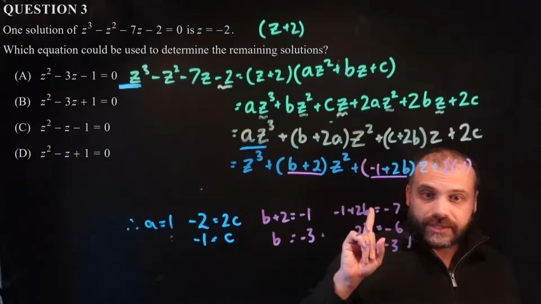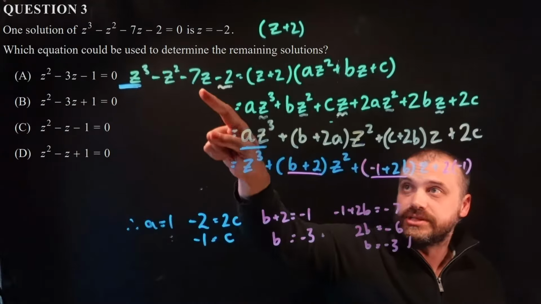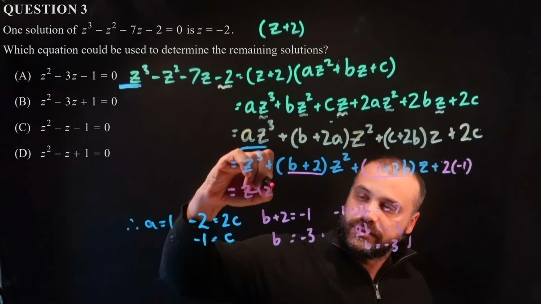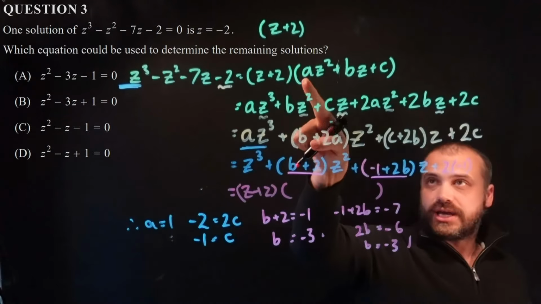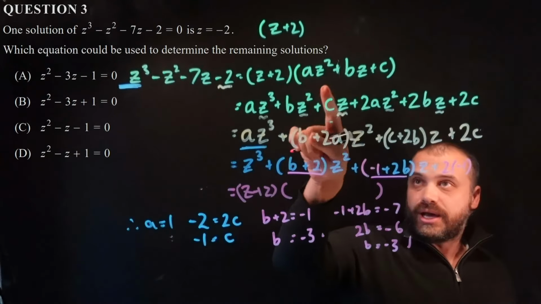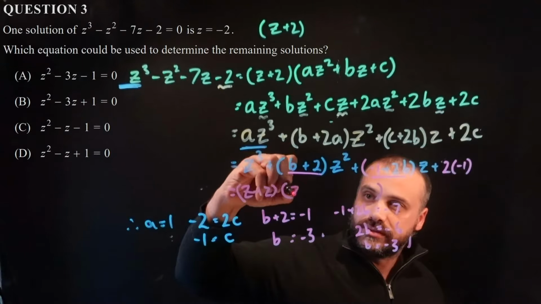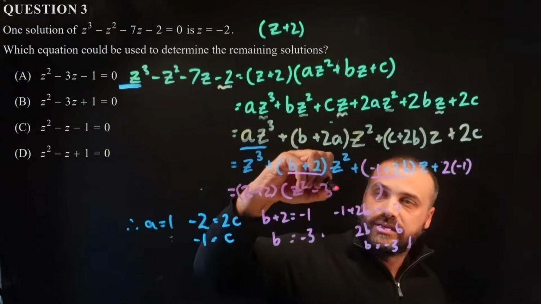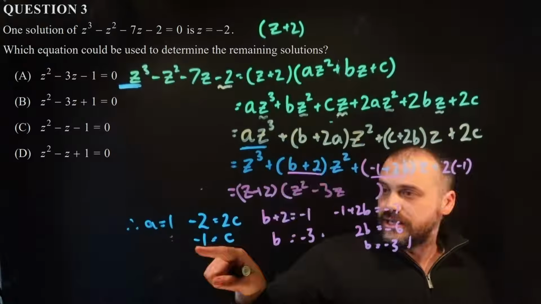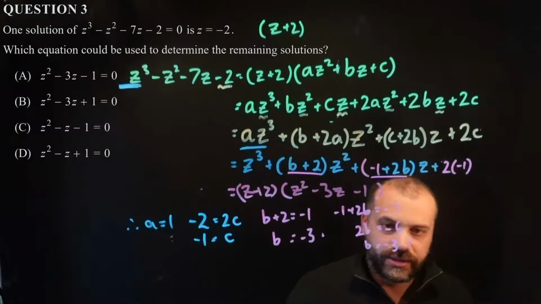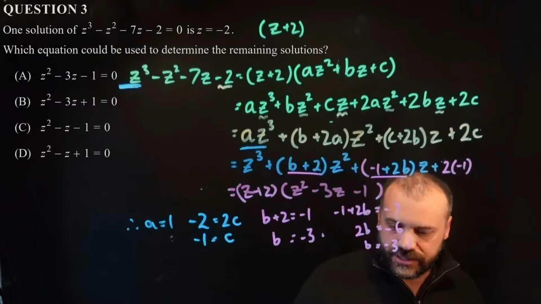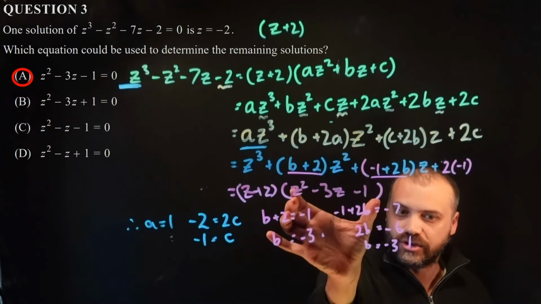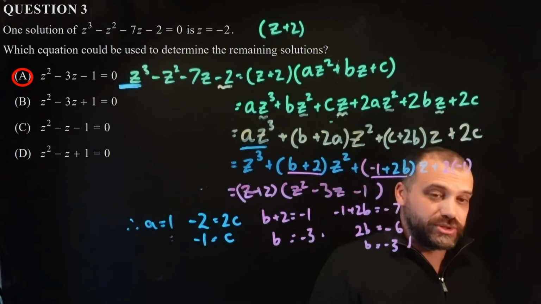So what does all of this mean? It means that z cubed minus z squared minus 7z minus 2 is equal to z plus 2 times not az squared plus bz plus c, but az squared, so z squared plus bz, b we decided was -3, -3z, plus c, which is -1. So do I have a z squared minus 3z minus 1? Z squared minus 3z minus 1 equals 0. If I solve that, I'll know what my two solutions are.